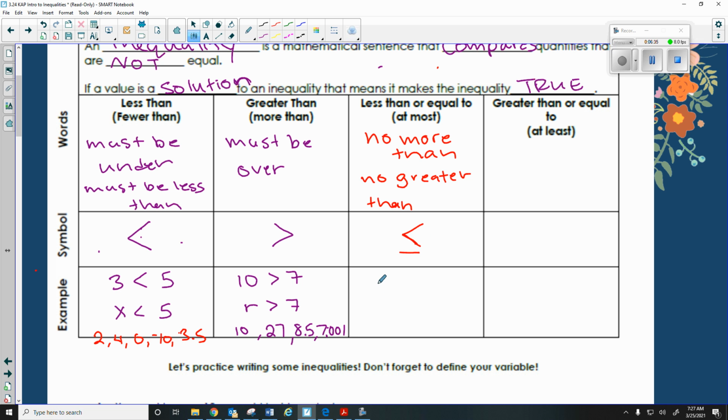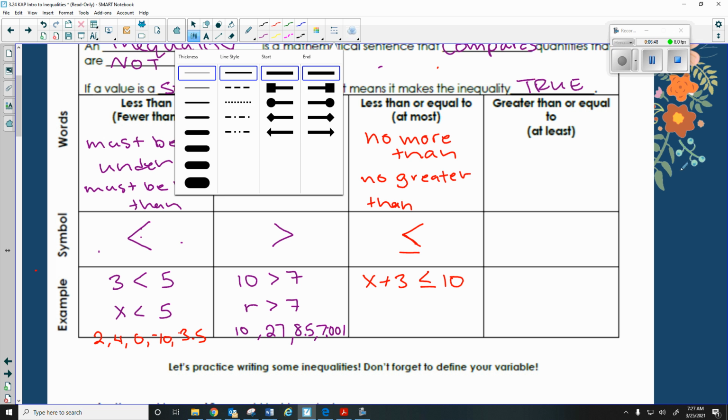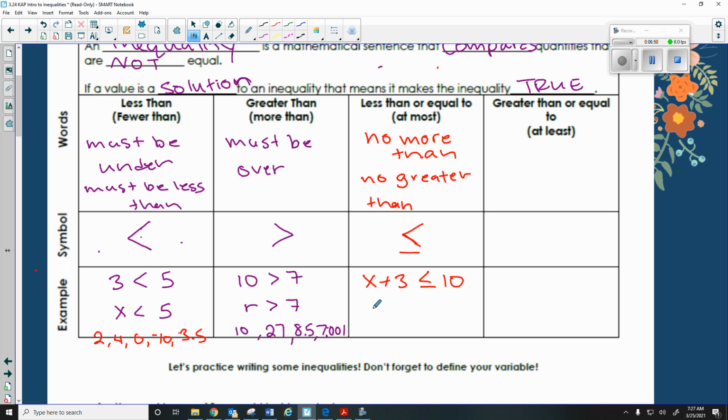So an example, I'm going to just do an algebraic one. Like x plus 3 is less than or equal to 10. The sum of these two is no more than 10. So of course, again, I can plug in several values to make that true. I could plug in 3 because 3 plus 3 is 6, which is less than or equal to 10. That makes it true. I could plug in 0.